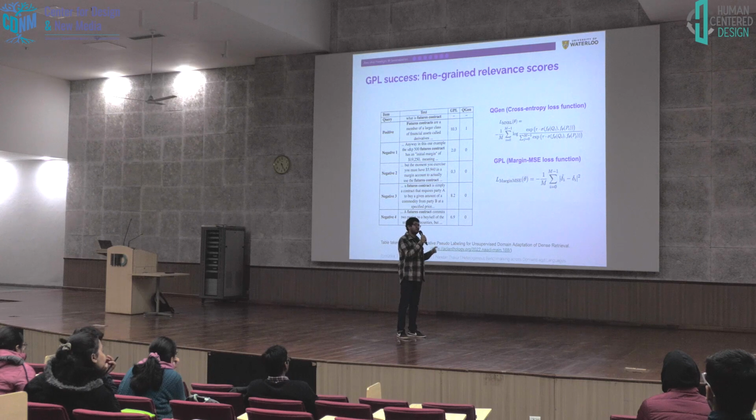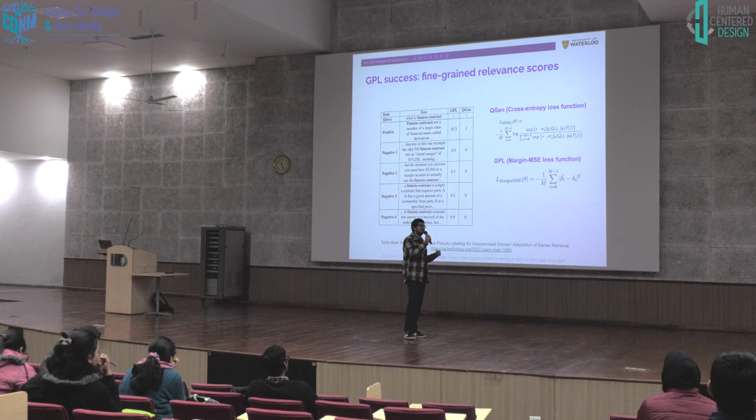So the more the margin is, the model will actually learn the negative is an easier one. But if the margins can also go negative, what if your negative is more similar to your query than the positive? Then the model also learns that because you give the negative score to the model.